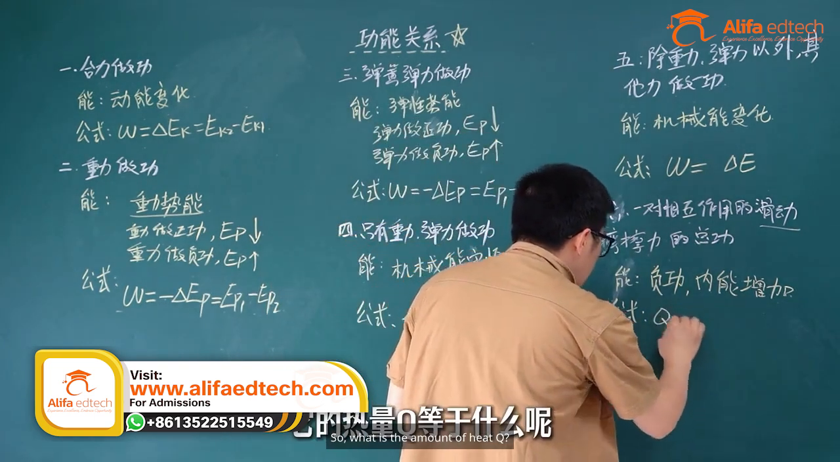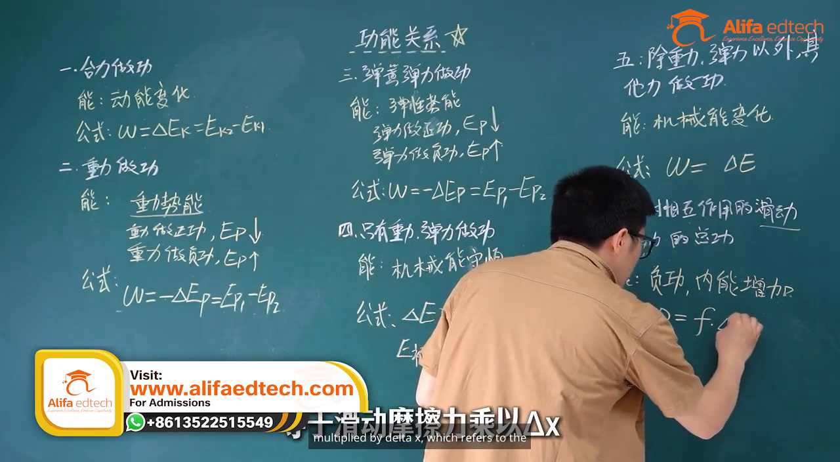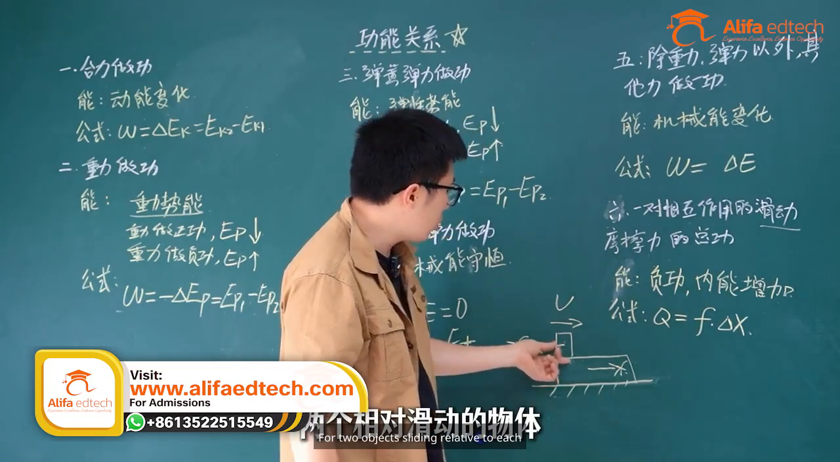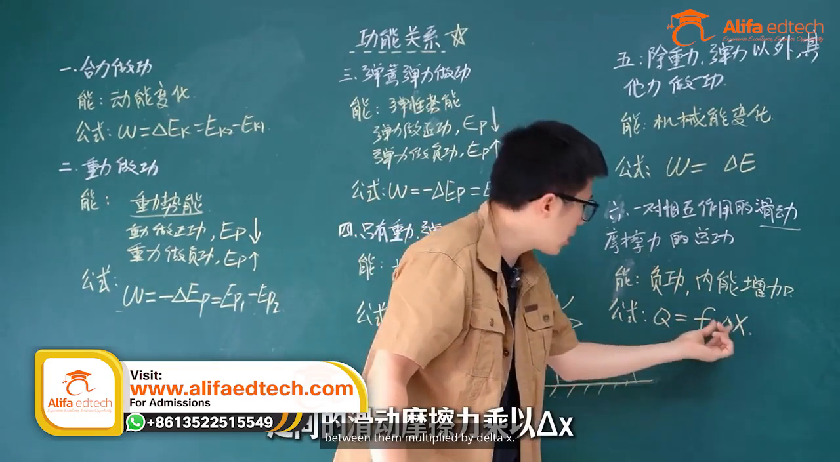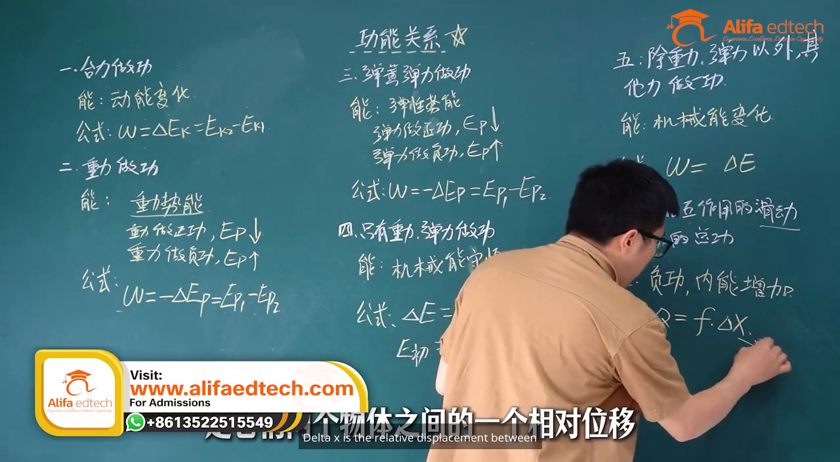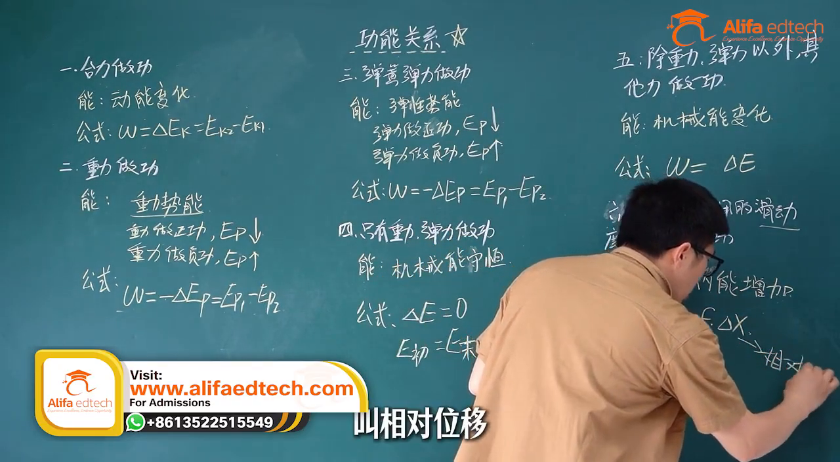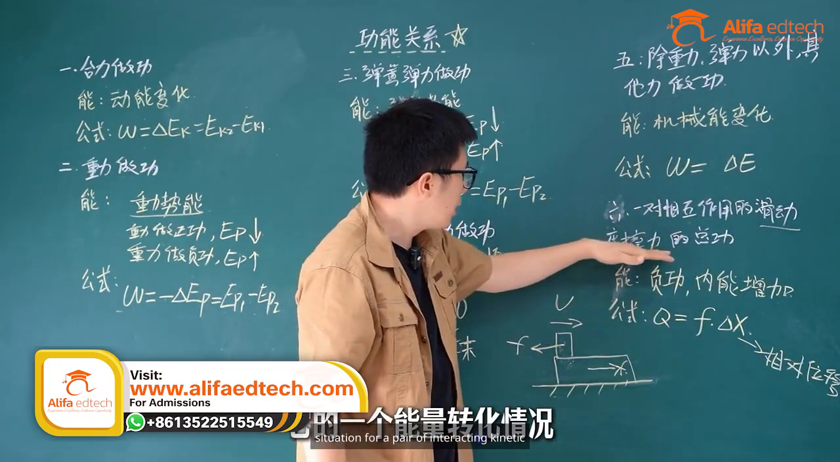So, what is the amount of heat Q? It equals the kinetic friction force multiplied by delta X, which refers to the relative sliding between the objects. For two objects sliding relative to each other, the heat generated by friction between them equals the kinetic friction force between them multiplied by delta X. Delta X is the relative displacement between the two objects, called relative displacement. So this is the energy transformation situation for a pair of interacting kinetic friction forces.